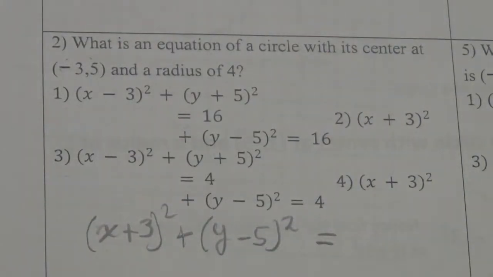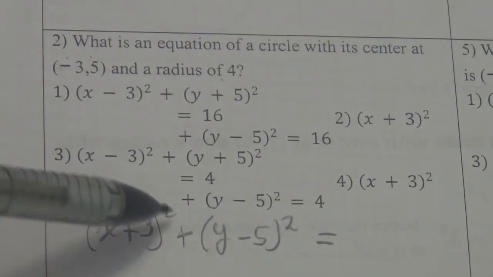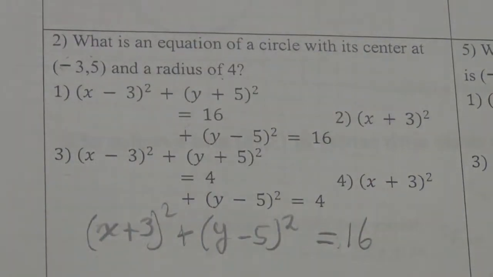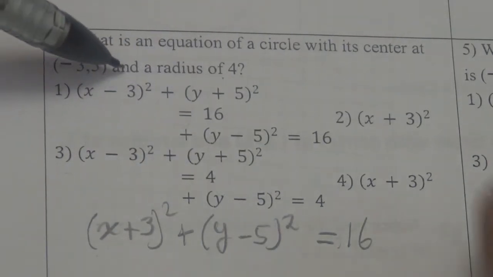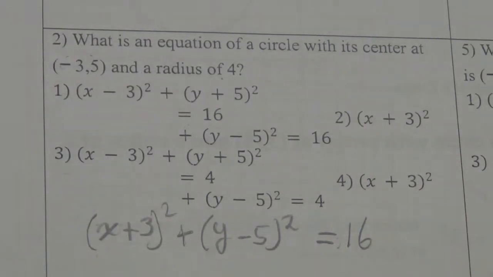Now, did they tell us the radius? Yes, 4. So remember, x squared plus y squared equals r squared. So 4 squared is 16. Then the correct choice is not choice number 4. It's either choice number 1 or number 2. You make the right choice. Let's continue with this.